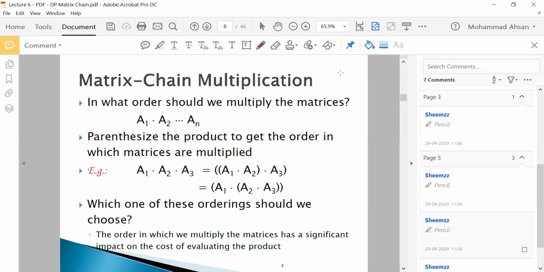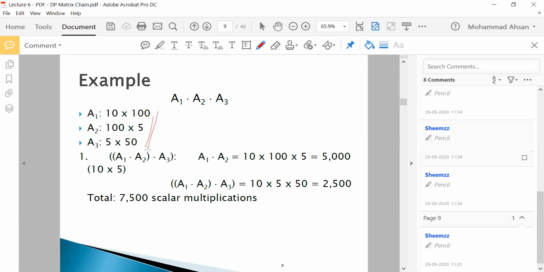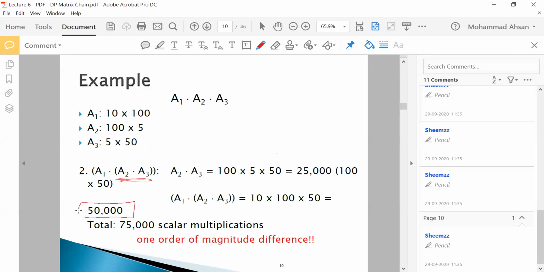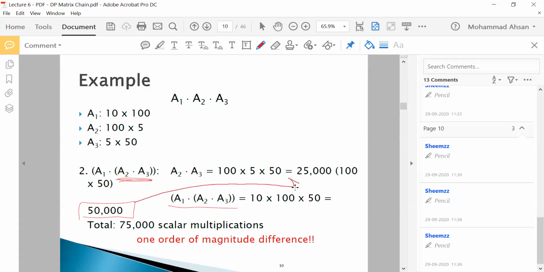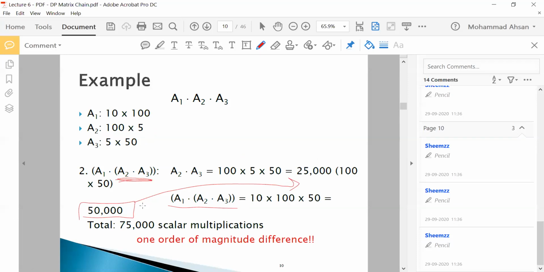Like we just saw in the example, here is another example. If you have A1, A2, A3, these are the orders of these matrices. If you do A1 into A2 first and then A3, you get 7,500 multiplications. And if you do A1 separate and A2, A3 combined, you get 50,000 for A2, A3 plus 25,000, that's 75,000. So you have 7,500 and you have 75,000. You can see the magnitude of difference it can make to select the best way of parenthesizing.